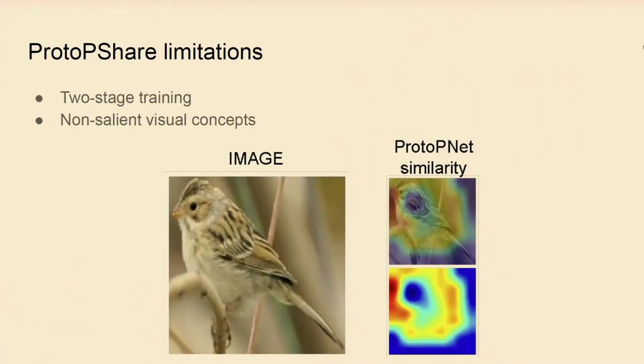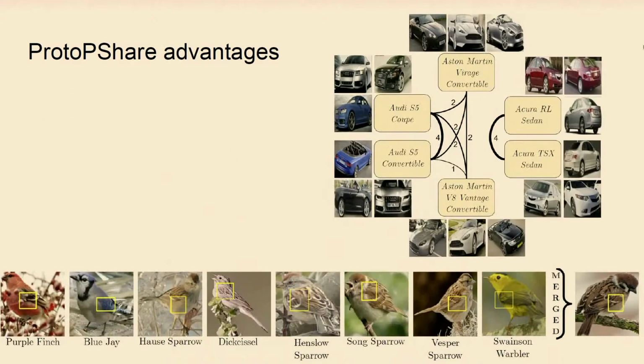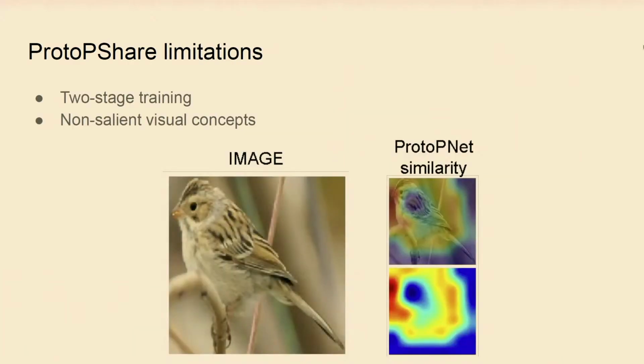But still, we found limitations. For example, we required 2-stage training, right? And we also observed that some of the maps were not satisfactory. So some of the prototypes just corresponded to the background or to the white area, right? And in our opinion, the prototype should be more salient. It should correspond to only one specific part of the object.